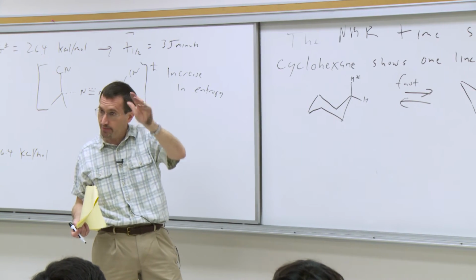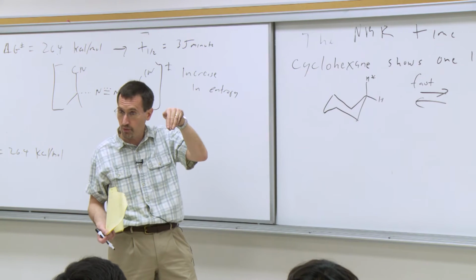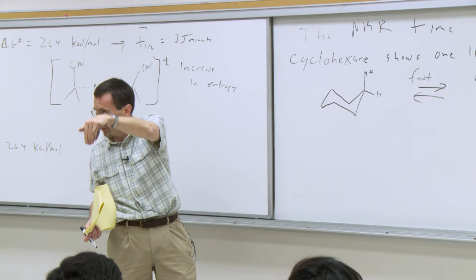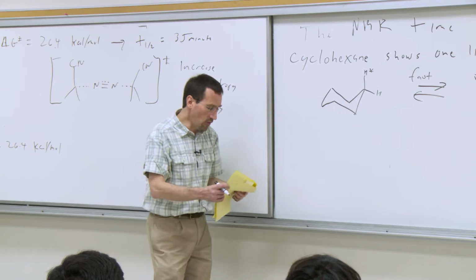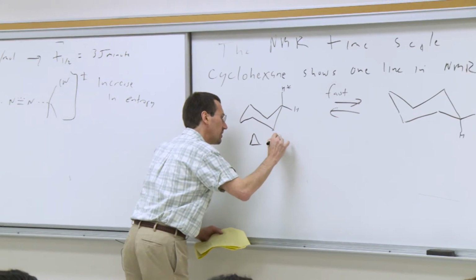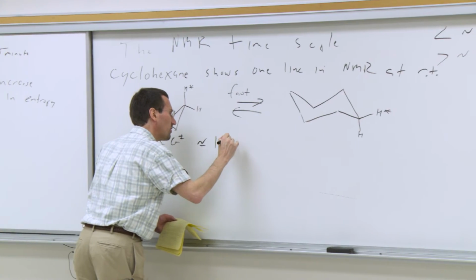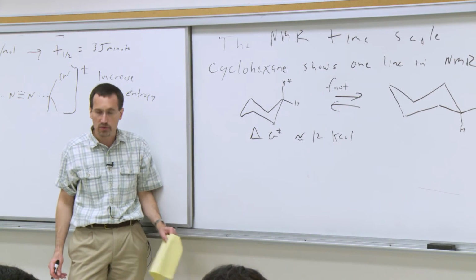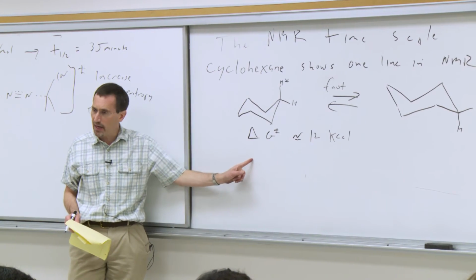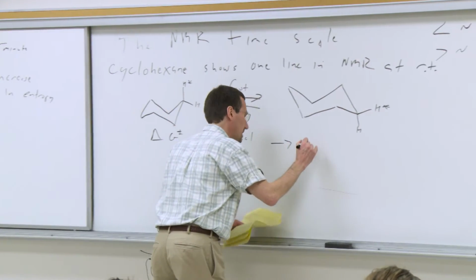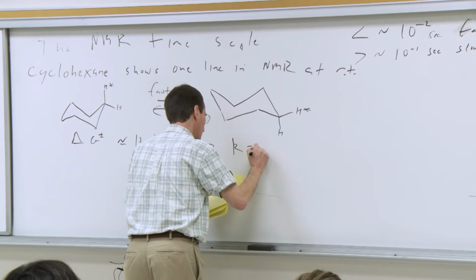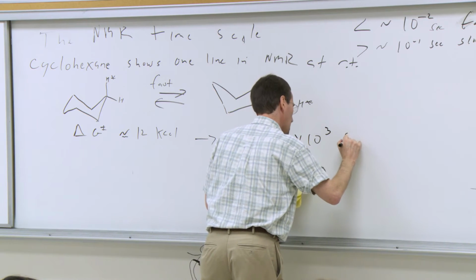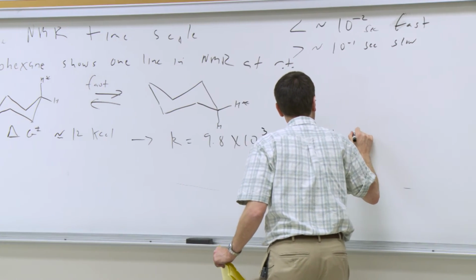You then eventually, after going through one boat, then one twist boat, then another twist boat, then another boat, then back to the other chair, it flips. The overall barrier for this process, delta G double dagger, is about 12 kilocalories per mole, depending on the source you look at, 10 to 12 kilocalories per mole, but the source I use said 12 kilocalories per mole. We plug and chug into the Eyring equation. That leads to a k, it's a unimolecular process, of 9.8 times 10 to the negative 3 per second at 298 K.